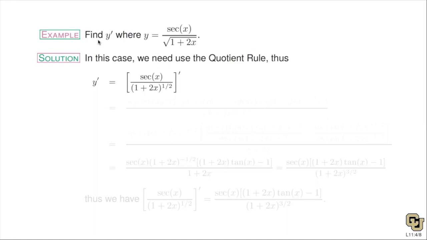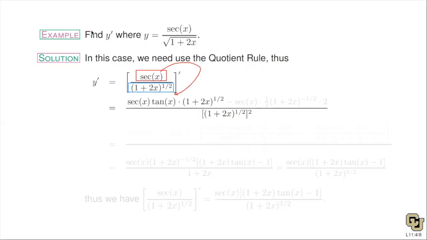The way I like to start is by squaring the denominator. So I draw the big fraction bar and I square the denominator. Now the way the numerator works is we're going to do the derivative of the numerator times this original denominator down here. So the derivative of secant, I don't know if you remember, is secant tan. So here I have secant tan times the denominator, which is 1 plus 2x to the 1/2.